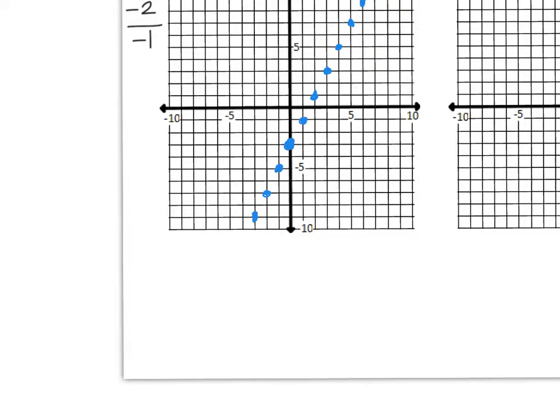Now that I've made quite a bit of points, I can connect and form my straight line. And again, all of these lines that we graph here for this video are linear equations, which are all straight lines. Let's take a look at the next example.